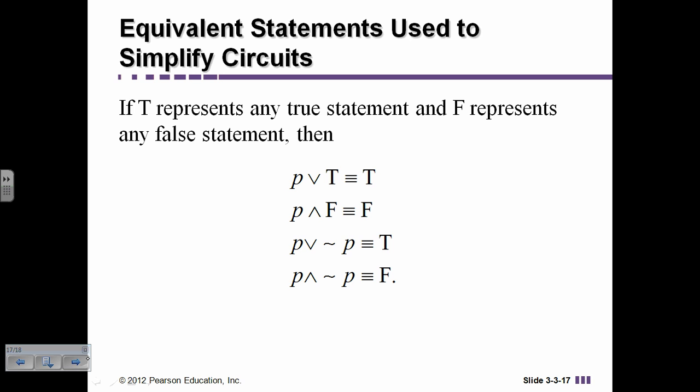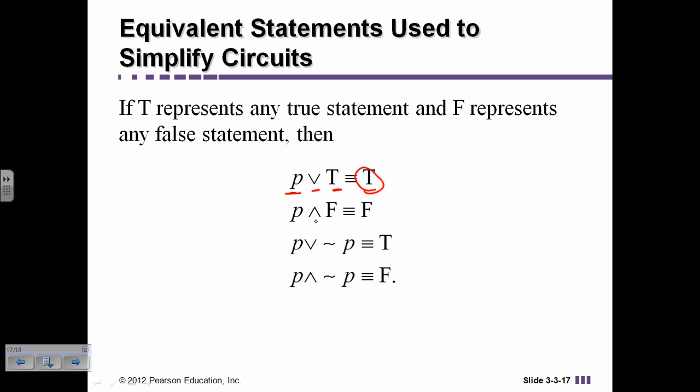Okay, so assuming here we have that T represents a true statement and F represents a false statement, then it should make sense that given any statement P, if part of the problem is true and you've got the word or, then you have to have a true result. Because remember that with or, only one of the parts must be true in order for the whole statement to be true. So it doesn't matter whether the first part is true or the second part is true. If you have a true portion to the statement, the answer will be true.